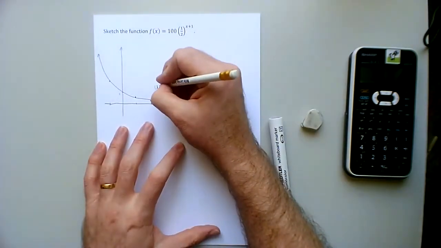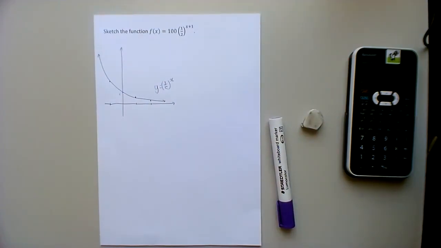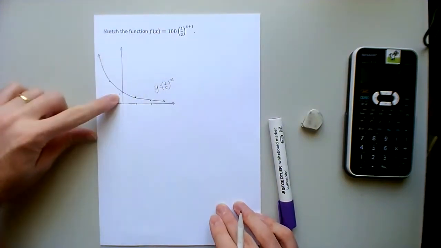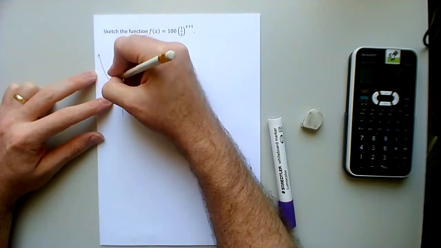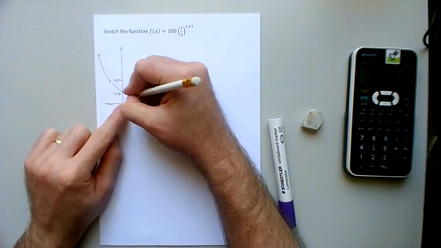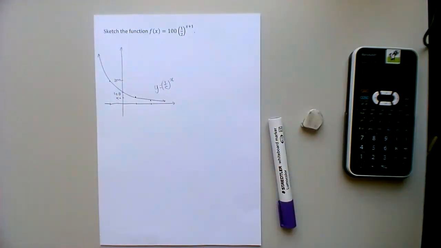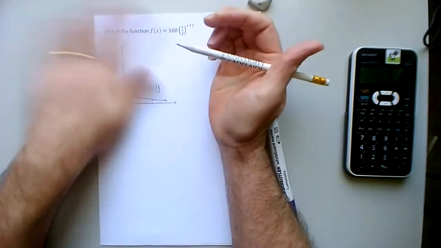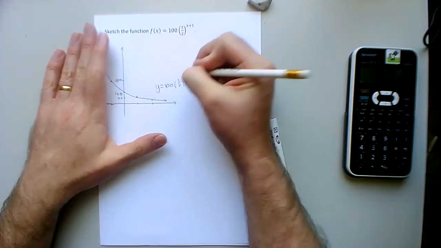Okay, so that's currently y equals a half to the power of x, and then it's times by 100, which means this 1 isn't a 1, it's 100. And this 2 here isn't a 2, it's a 200. And this half isn't a half, it's a 50. All of the y values get multiplied by 100. Okay. All right, so that's now 100 times a half to the power of x.